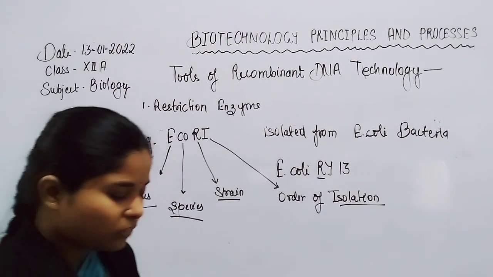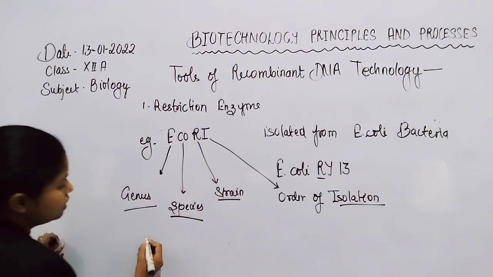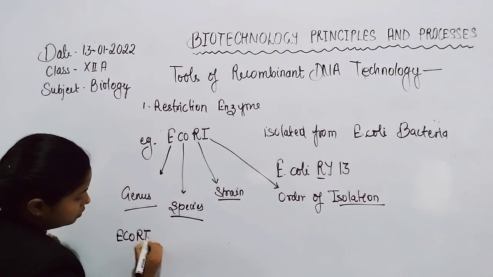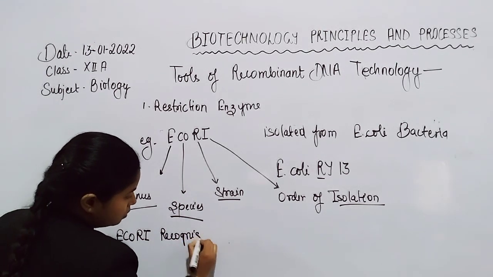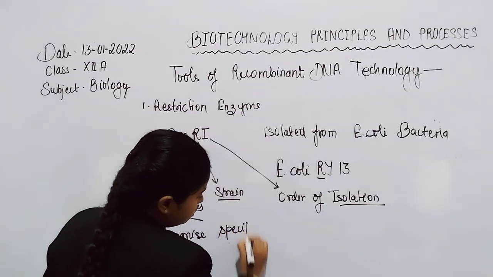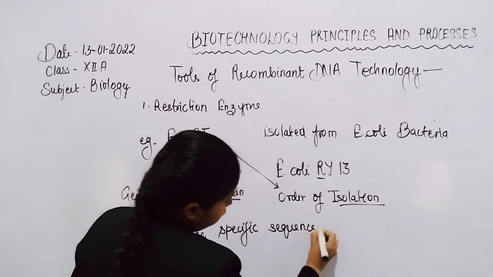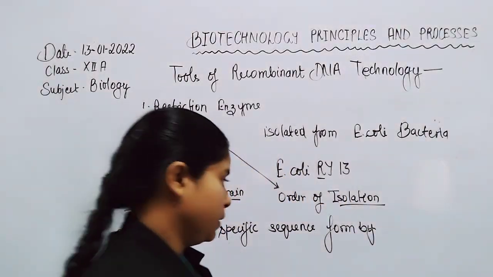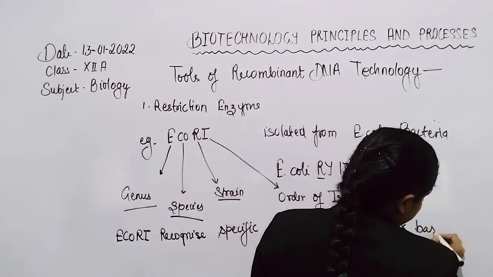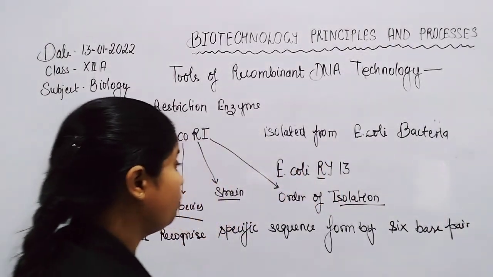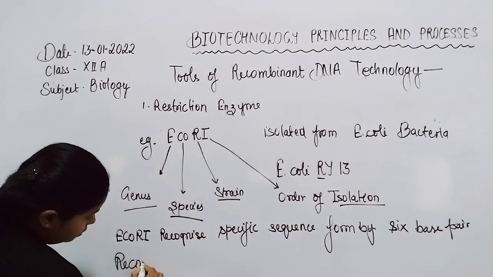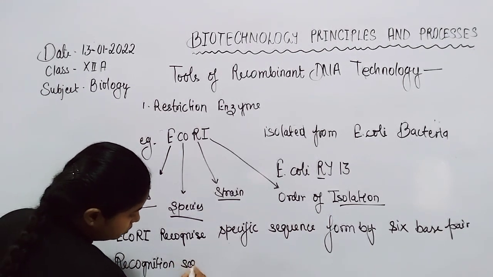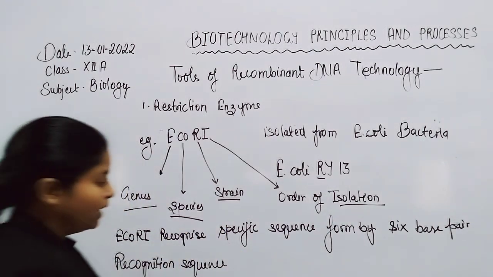Now EcoRI recognizes a specific sequence formed by 6 base pairs, called the recognition sequence or palindromic sequence.